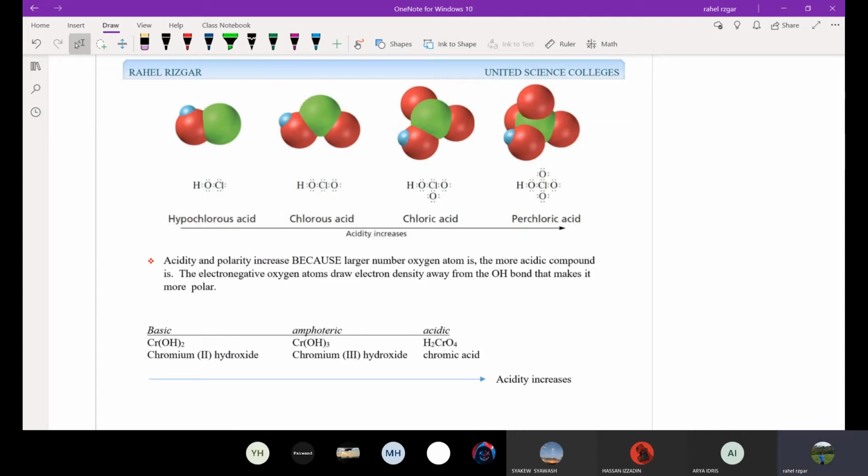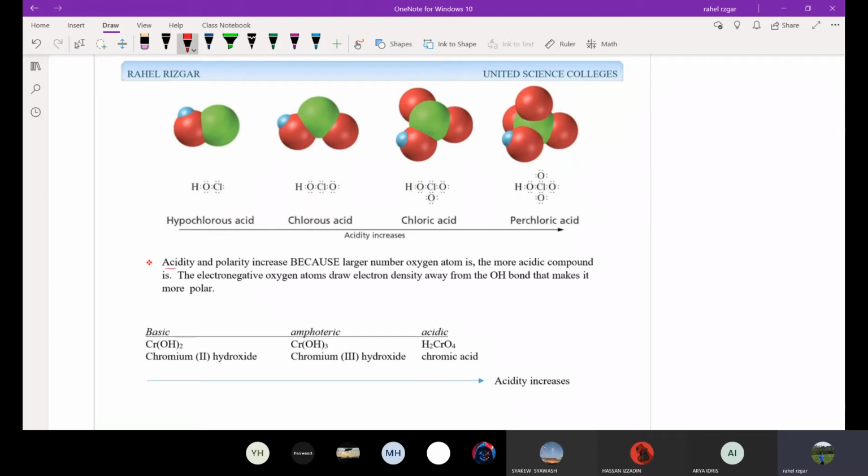What is the point here? The point is, how can oxygen affect acidity? How does it affect these compounds that contain OH? We will say, for these compounds, acidity and polarity increase. Acidity and polarity increase because the larger the number of oxygens is, the more acidic the compound is.